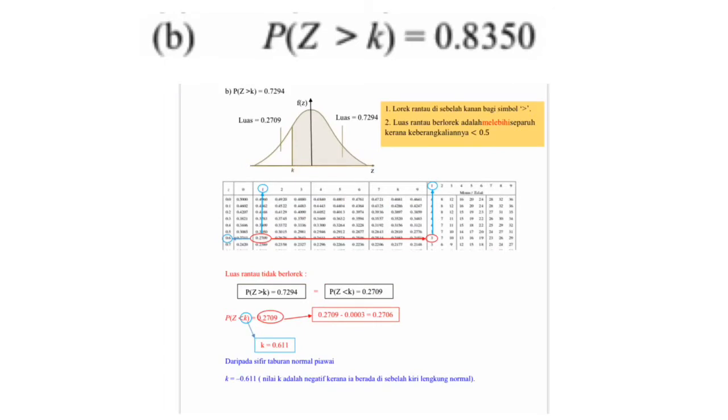Find the z-score. For question B, the probability P(Z > k) is 0.8350. For this case, we have to find the area to the left, so we take 1 minus 0.8350. Then the answer is supposed to be negative. The answer must be negative. We have to identify the left side area before we key it into the calculator. Please do not get confused by just keying in the area to the right. You will get a different answer.